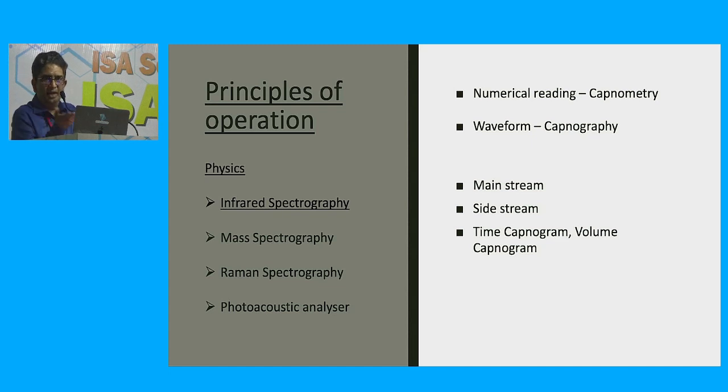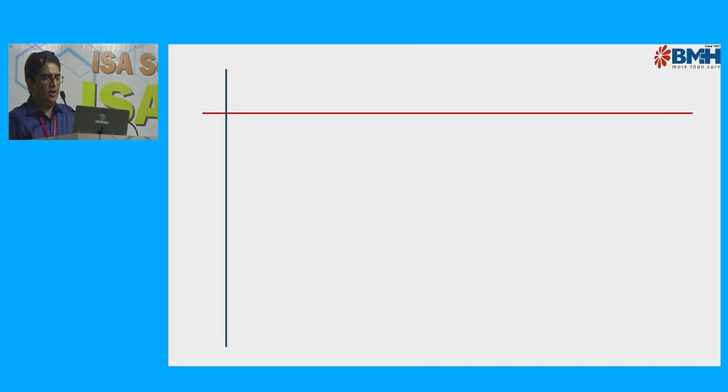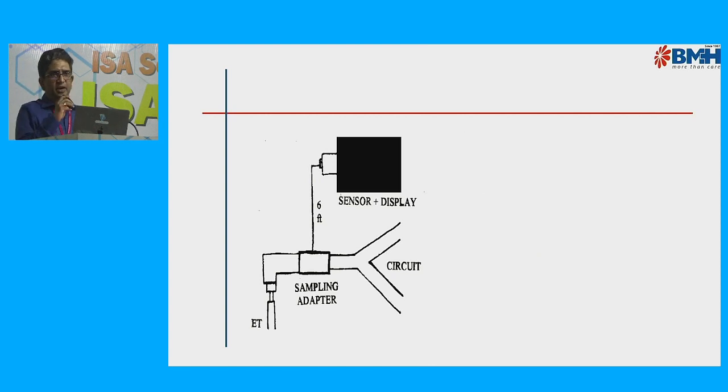So, madam, they have studied everything. So, I don't have much to say. They will answer. And in differentiating the physiological dead space also, volume capnograph is better. But which one do you use in our clinical scenarios? Time capnogram. Good. So, changes in the capnogram mean there are changes in metabolism, circulation, respiratory, and airway breathing system. You should think in those lines. Now, can someone describe this?